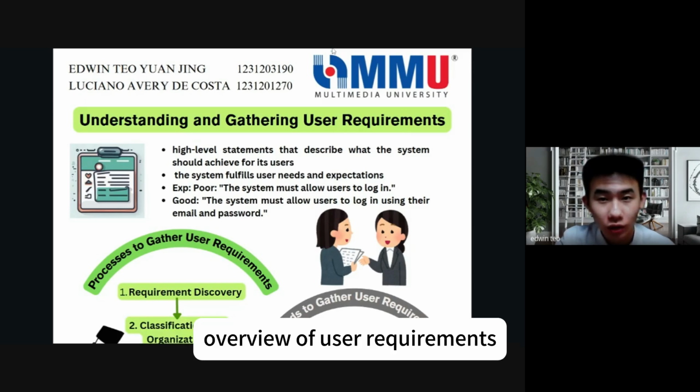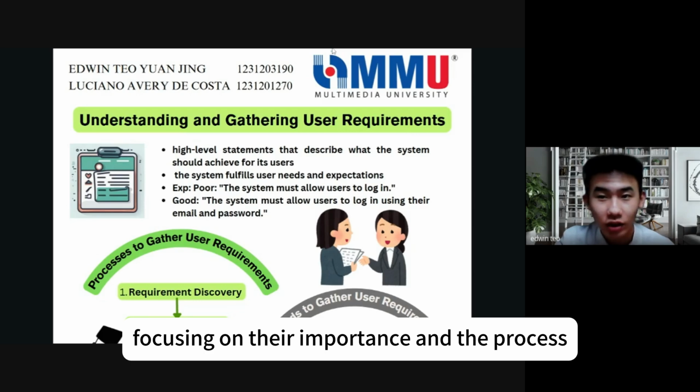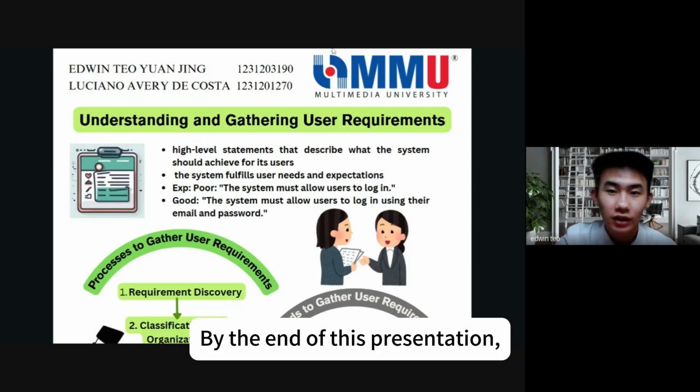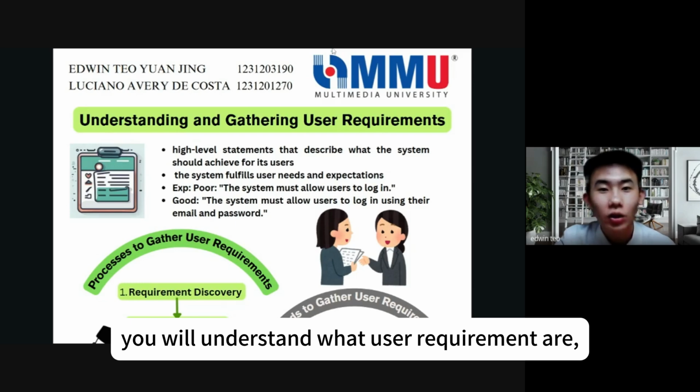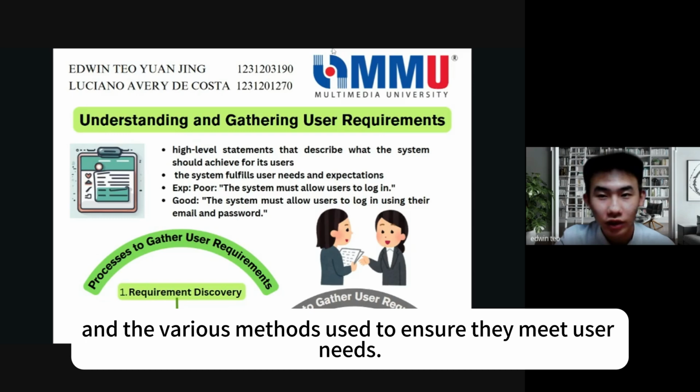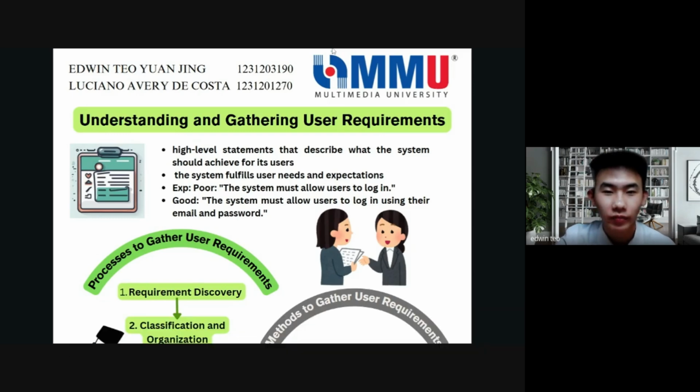Today, we will present an overview of user requirements, focusing on their importance and the process and methods involved in gathering them effectively. By the end of this presentation, you will understand what user requirements are, the steps to gather them, and the various methods used to ensure they meet user needs.